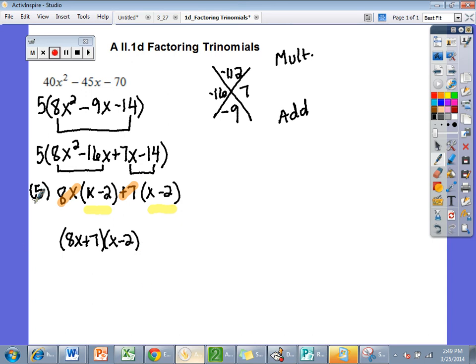Now I can't forget about my 5. So what I started off with, the 40x squared minus 45x minus 7, factors to give me these three things right here. So this would be my final answer. Now remember that sometimes on the SOL they just ask us for one factor. So it might just be the 8x plus 7 or the x minus 2. We're not quite sure. If you have more questions about factoring, please see your math teacher.